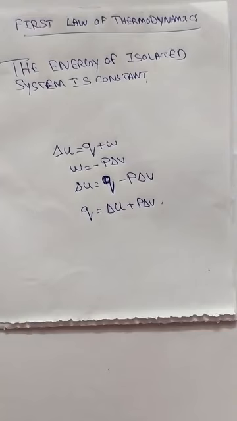Another statement is that the total energy of the universe is constant. The universe consists of the system and the surroundings. So the total energy of the universe, that is energy of system plus energy of surroundings, remains constant. It may change from one form to another.